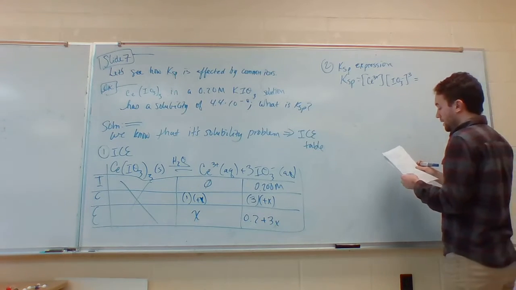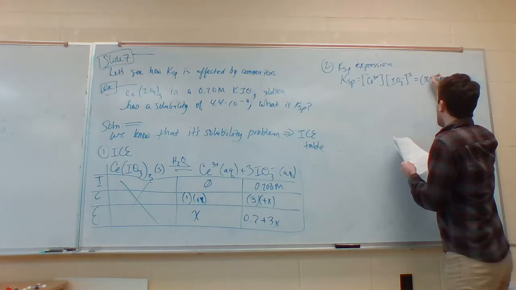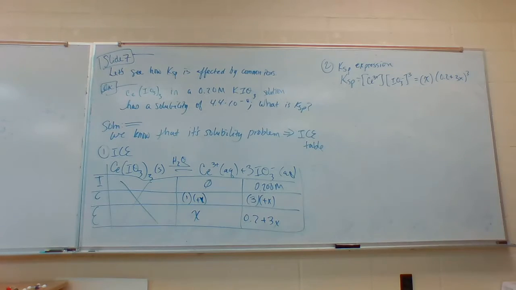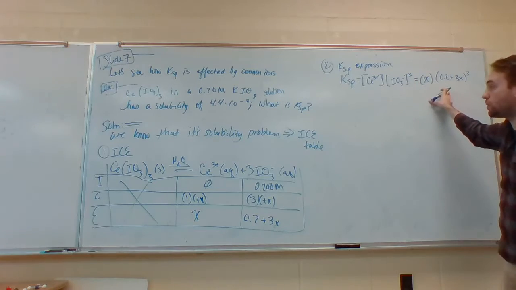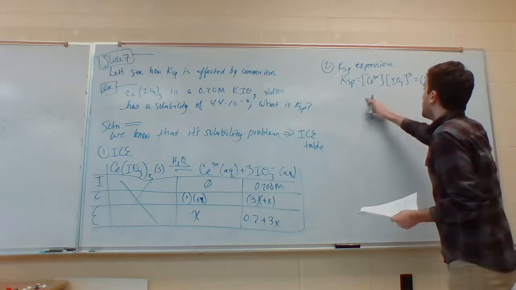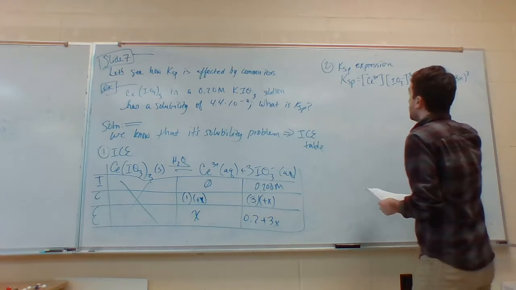So then we're going to evaluate, and we're going to see that we have x times (0.2 + 3x) to the third. I would not recommend taking any shortcuts in this process. That's where you'll end up making a lot of mistakes if you're not careful.